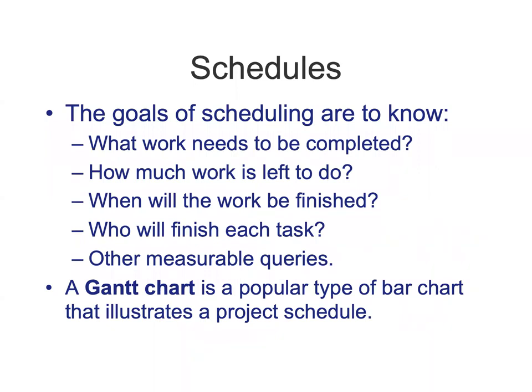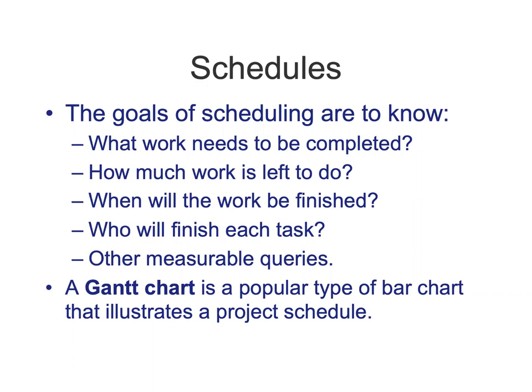Schedules. The goals of scheduling are to know what work needs to be completed, and this is really the project manager, this is really the scrum master in your team. This is not your responsibility, but again, you need to know, so that you have the proper expectations. What needs to be completed? So urgency, priority, severity, this is something that they will determine. How much work is left to do? How do we even determine how much work is done?